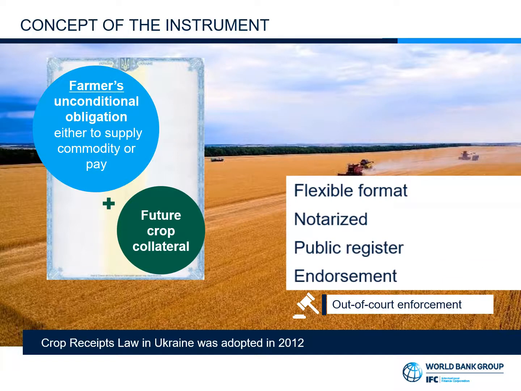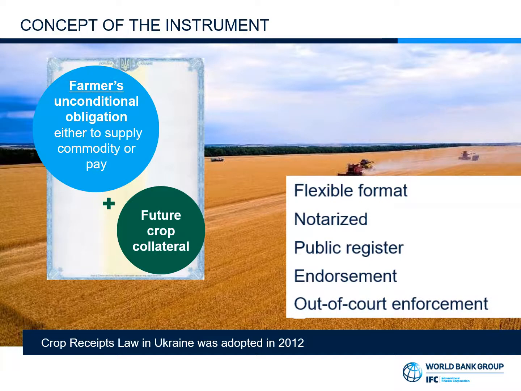Quick out-of-court enforcement procedure is also among the key features of the crop receipts. The procedure ensures creditors' rights protection by enabling creditors to seize collateral under a crop receipt in case of the farmer's default. Enforcement is transparent, quick, and proven in practice.